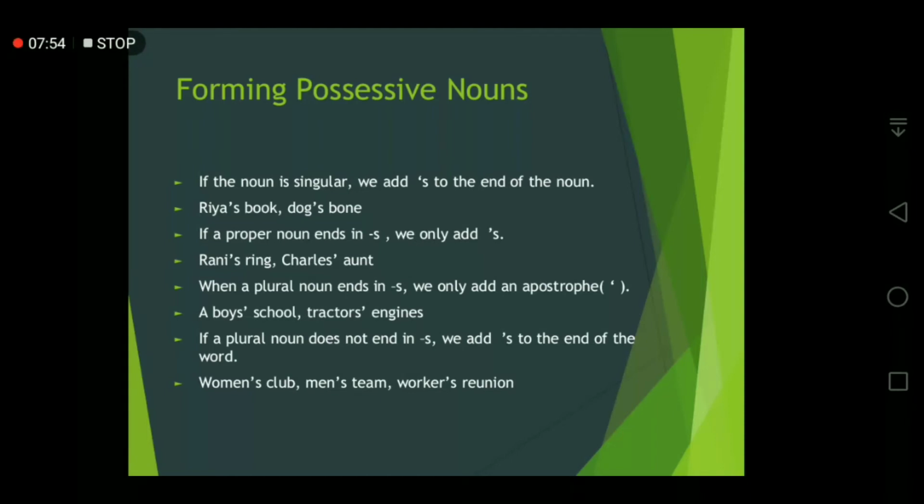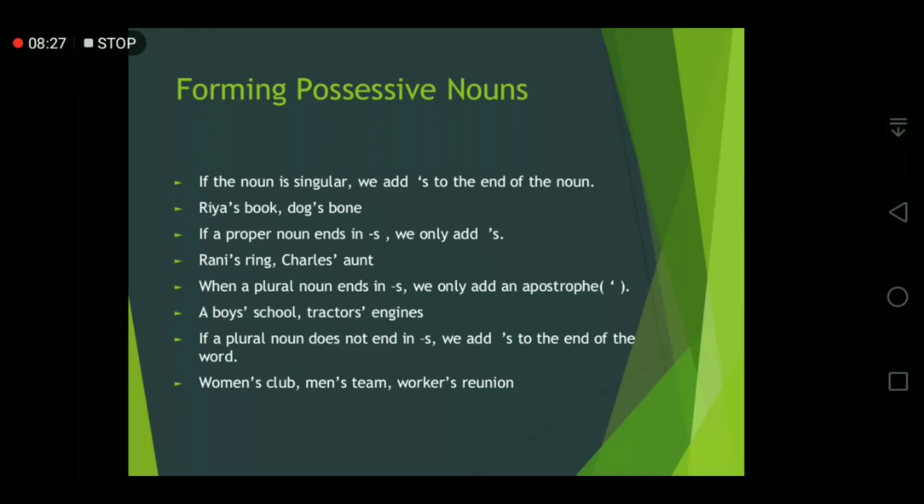So in this case, if the word already contains the s at the end, you only have to use the apostrophe to show the possessiveness. No need to add another s in the word. Like Charles: if the s is there at the end of the word, you only put the apostrophe. Clear?